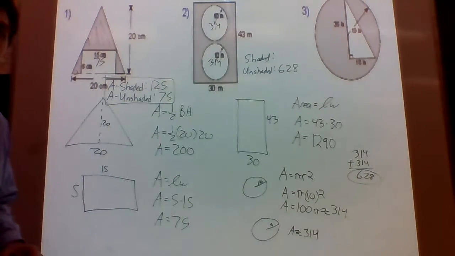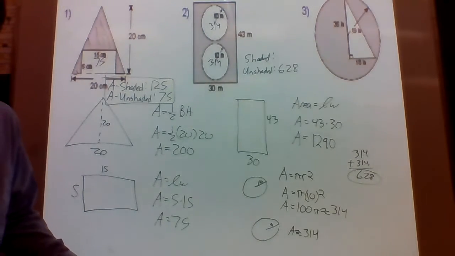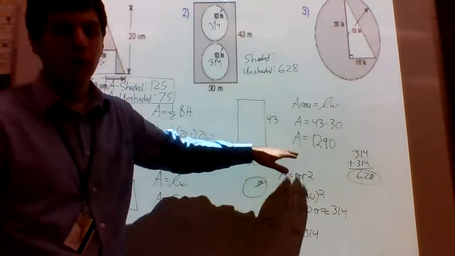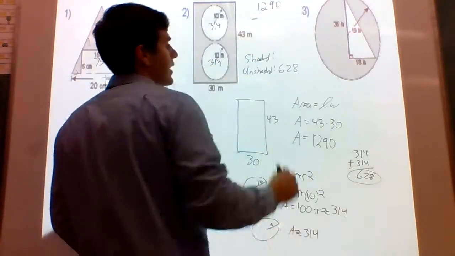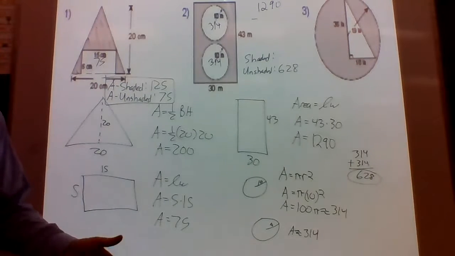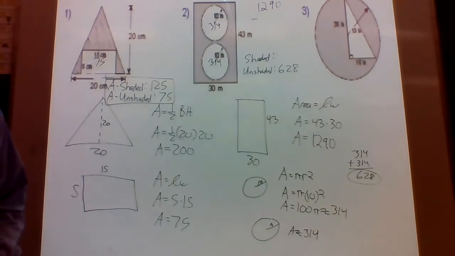If we want to find the area of the shaded region, we have to take the area of the whole thing and subtract the unshaded region. The area of the whole thing is the rectangle, which is 1290. We need to subtract the unshaded areas, right? Because it's either shaded or unshaded. So if it's not unshaded, it's going to be shaded.